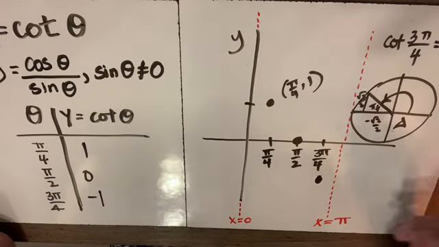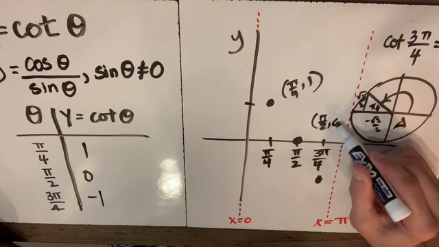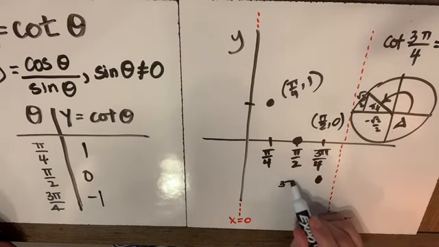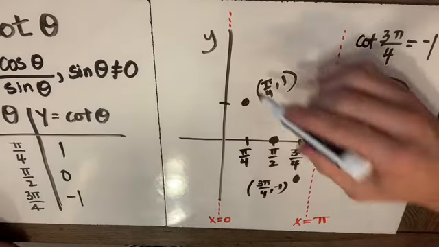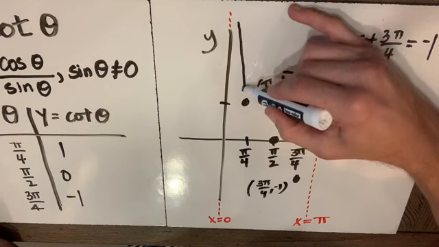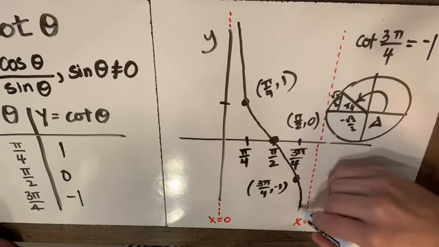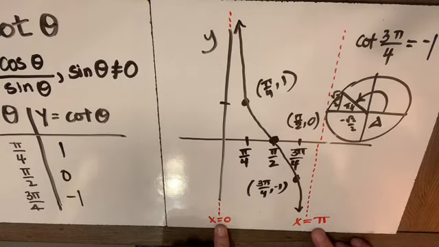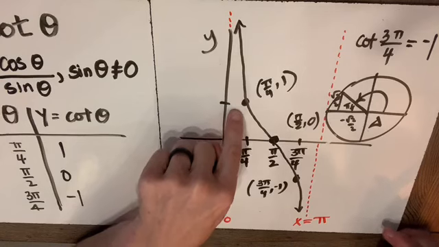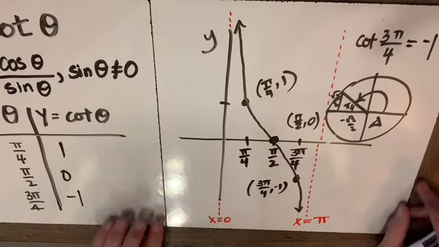Now, take a look at our graph. We had this point, pi over 2, comma, 0, and now we have 3 pi over 4, comma, negative 1. This is for the parent function. So look at our graph. It's going to come down, down, down, go through this point, and continue. So we can see it's a constantly decreasing curve. I have asymptotes at 0 and pi, and points at pi over 4, 1, pi over 2, 0, and 3 pi over 4, negative 1.